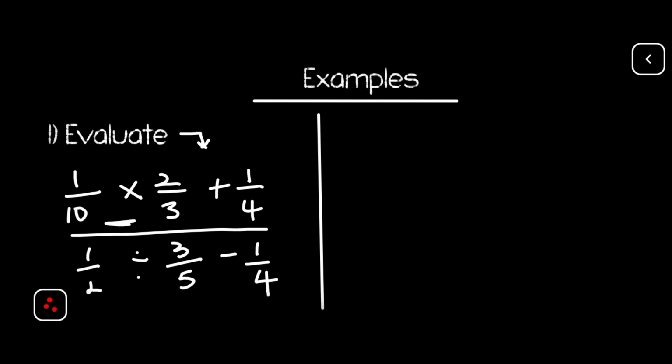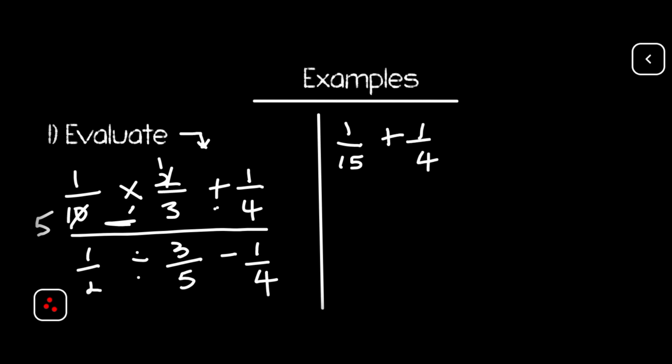Looking at this, we have multiplication and we have addition. Following the rule of BODMAS, multiplication comes before addition. So we are going to multiply, and noticing here that we can cancel out because 2 and 10 can cancel out. If we cancel out 2, we get 5 here. We cancel out 10, we get 5 here. So we have 1 times 1, which is 1, all over 5 times 3, 15. Then we bring down our plus 1 over 4.